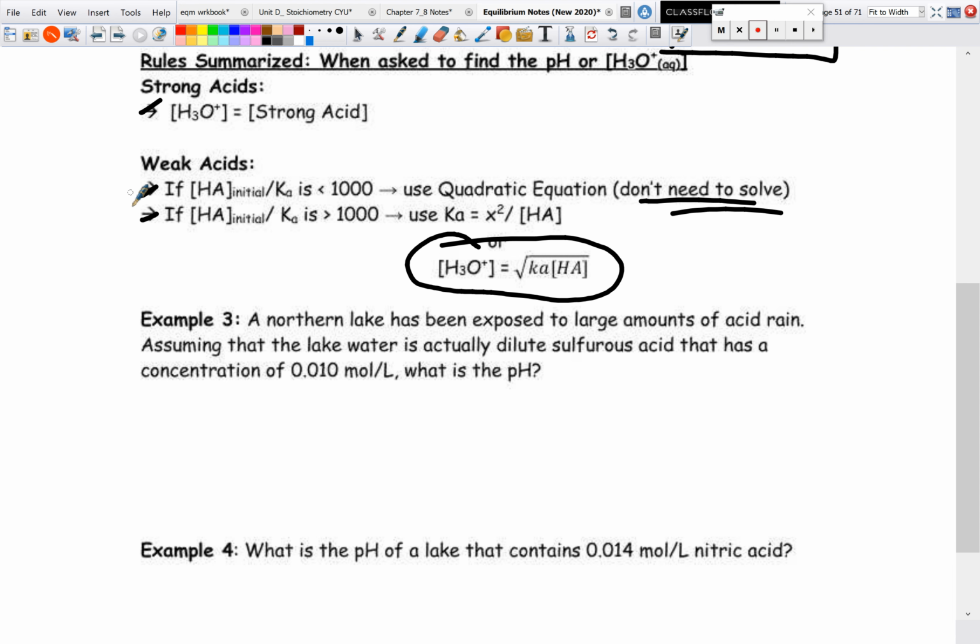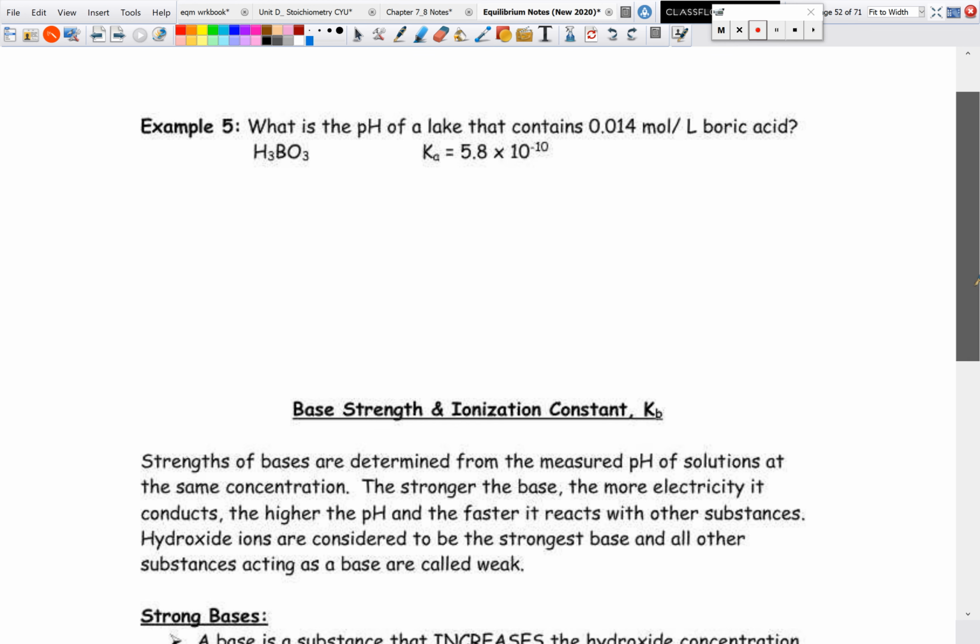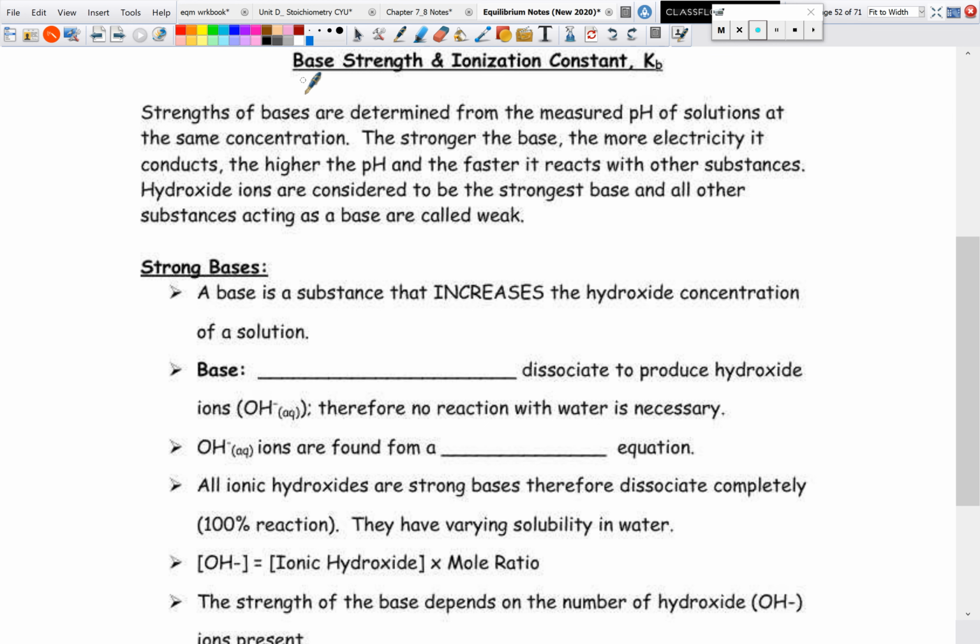So once you're done, check your answers with the answers online just to make sure, and come back tomorrow where we're going to look at base strength and the ionization constant. So I'll see you guys for the next one.